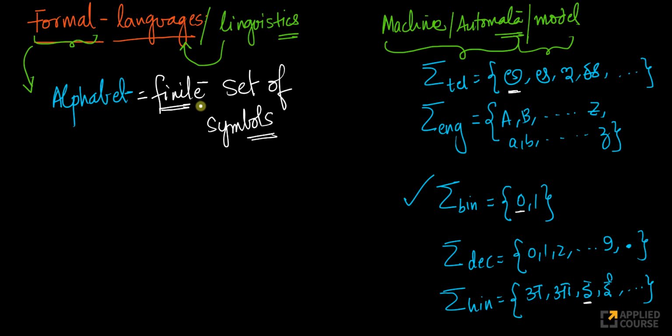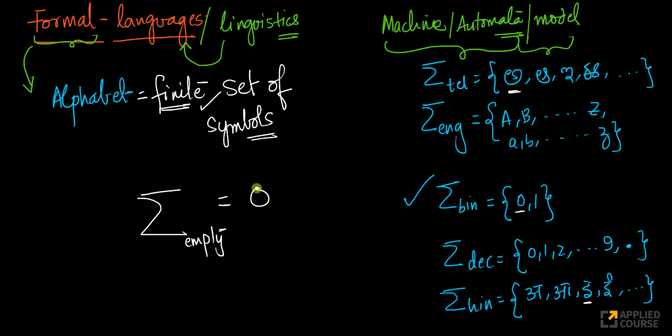It has to be finite. Let's not forget that. And alphabets are typically represented using the capital sigma. Okay. Now there is also something called an empty alphabet. So there is also something called an empty alphabet in formal languages.